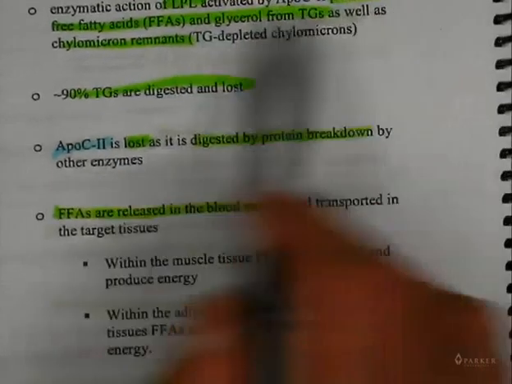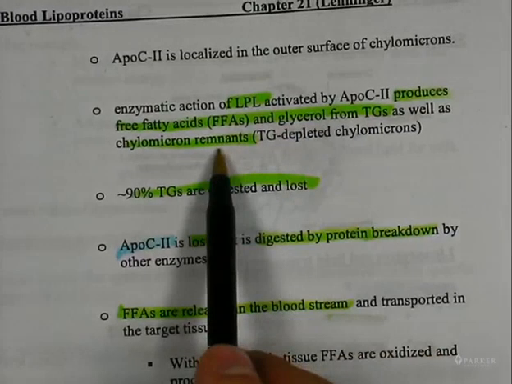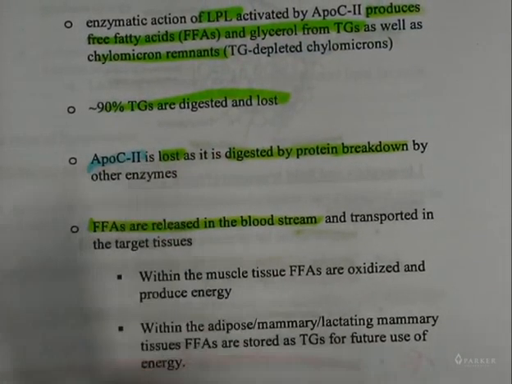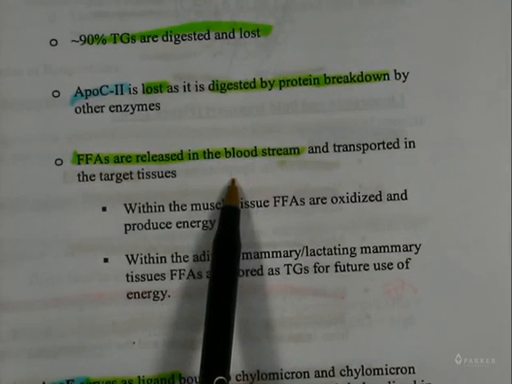Enzymatic action produces free fatty acids and glycerol from TGs in the chylomicron, as well as chylomicron remnants. They're digested and lost, et cetera. APOC2 is lost, but don't worry about that. The free fatty acids are released in the bloodstream and picked up by the tissues. We've talked about all this stuff.